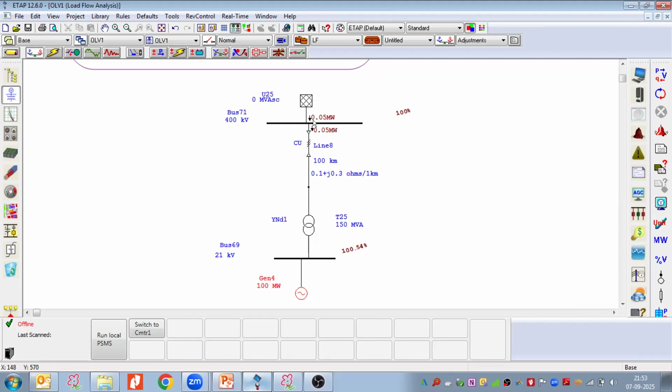Right? 0.05 megawatt. What is this power? What is the meaning of this? It is my bus voltage, which is 100% on the grid side and 100.54% on the generator side. What is this power flow? I'm saying there is no power flowing from generator to the grid, but you can see some power flow over here.